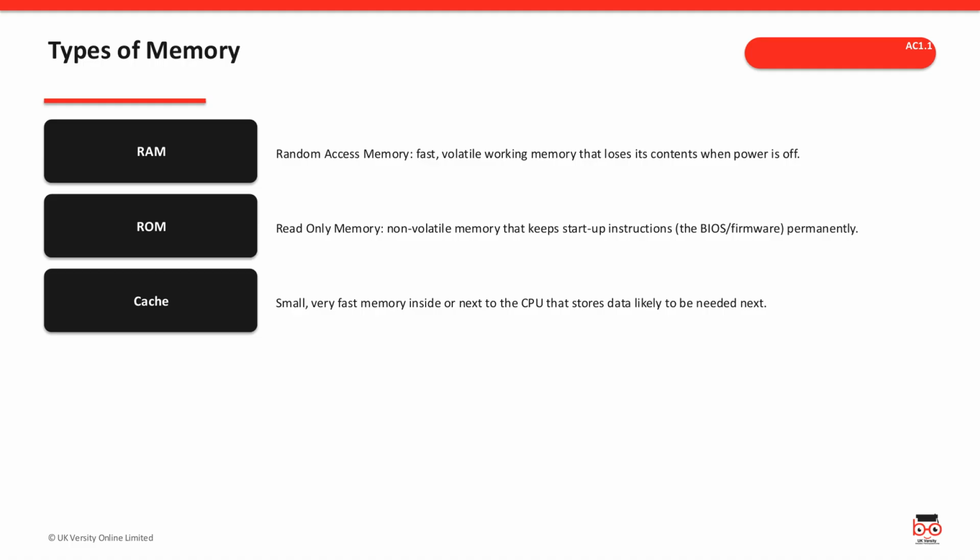It helps to keep three kinds of memory straight. RAM is your fast-working memory, but it is volatile, so the moment the power goes off, whatever was in it simply vanishes. ROM is read-only and non-volatile, quietly holding the startup instructions even when the machine is switched off. And cache is that tiny, blazingly fast memory tucked inside the CPU, storing what it thinks it will need next.